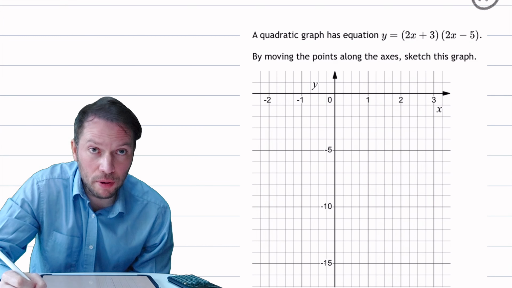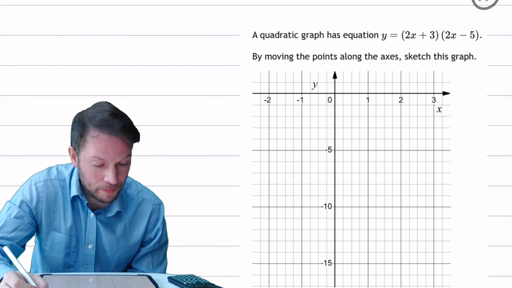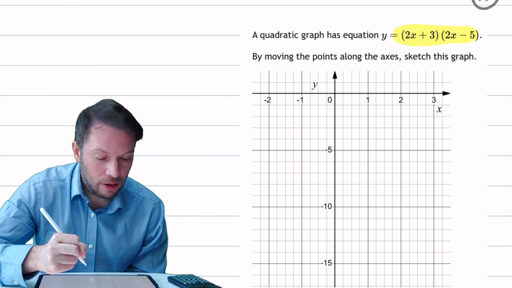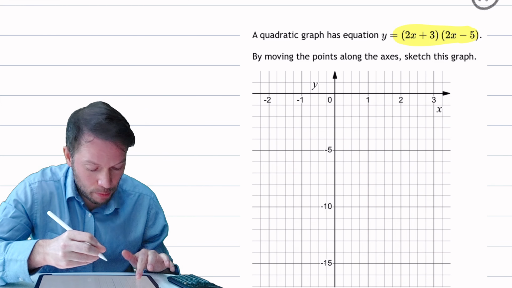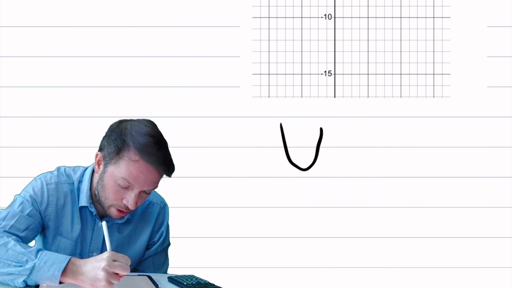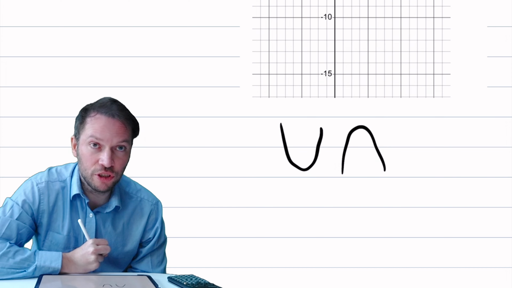Hi, in this video we're going to plot a quadratic graph and we've got it in factorized form like this. Now, we know a quadratic graph, when we're plotting them, they either had this shape here, like a smiley face shape, or a hill shape like this.